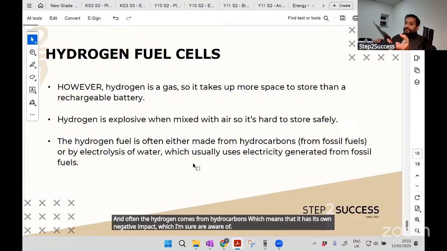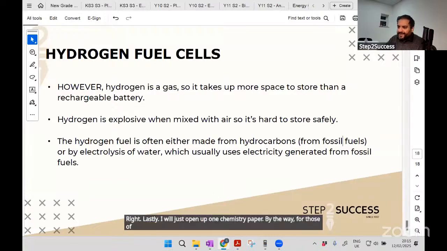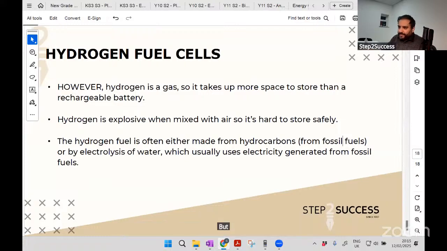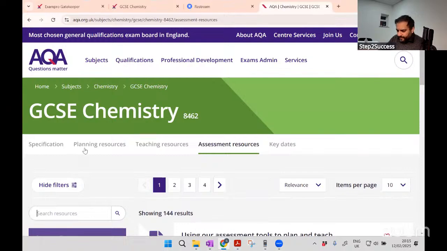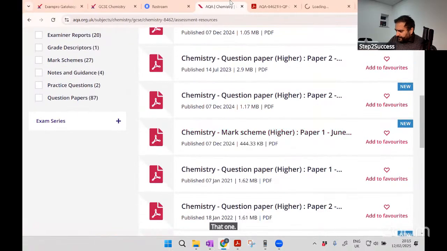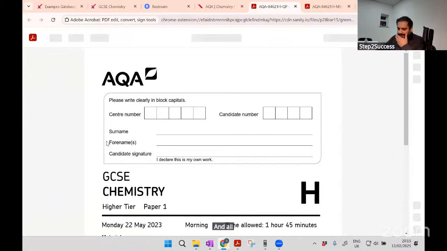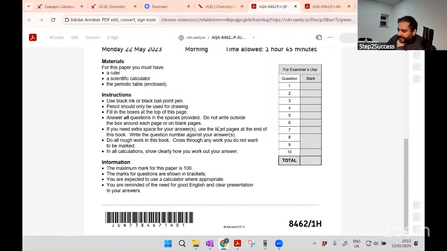Right. Lastly, I will just open up one chemistry paper. By the way, for those of you, if any of you are still here doing combined science, this particular topic isn't on it, but I am going to open up a triple science paper now. Paper one, I'll just stick to. And all I'll do is I'll just go through it directly on here rather than write anything. I might need to actually. We'll see.